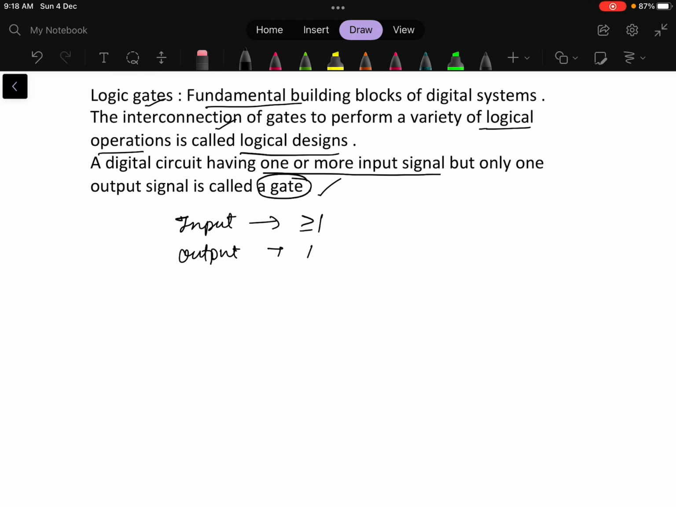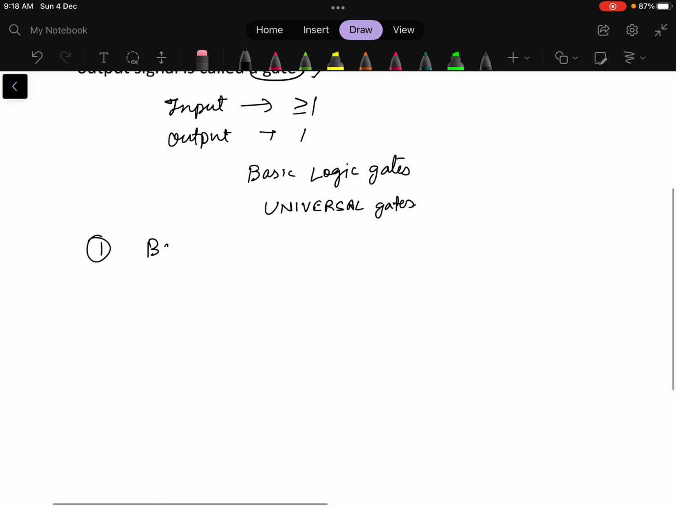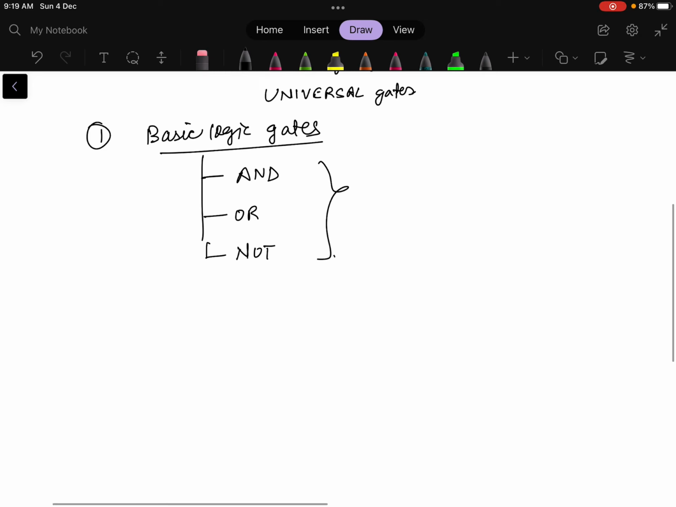In the field of digital systems and applications, we have basic logic gates and universal gates. Now, in this particular video, I will talk about basic logic gates. So let's begin. Basic logic gates are those gates, namely AND gate, OR gate, and NOT gate. These are the basic gates and these are very helpful to perform a variety of logical operations.